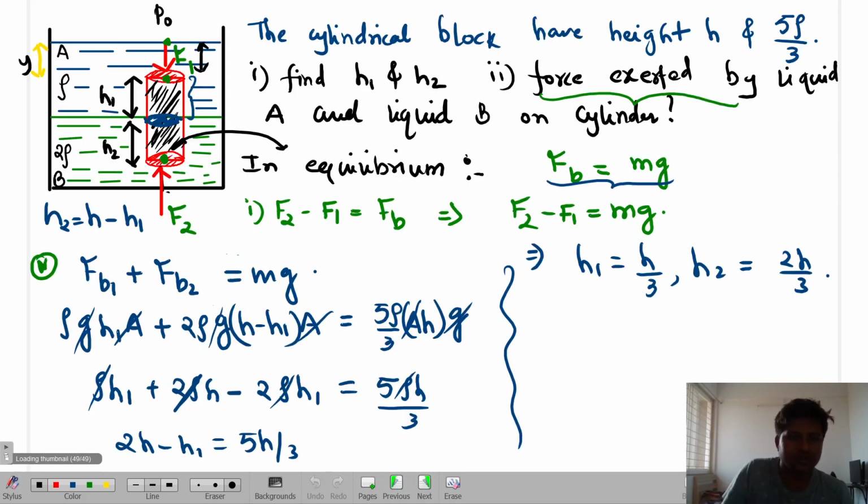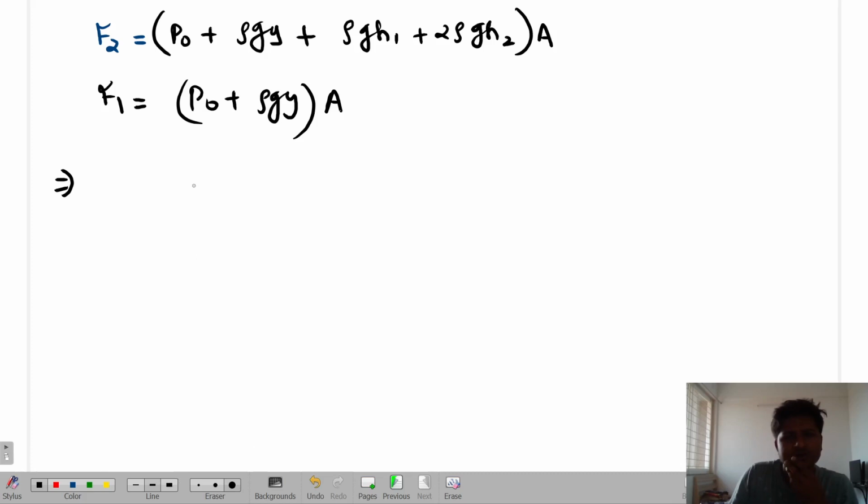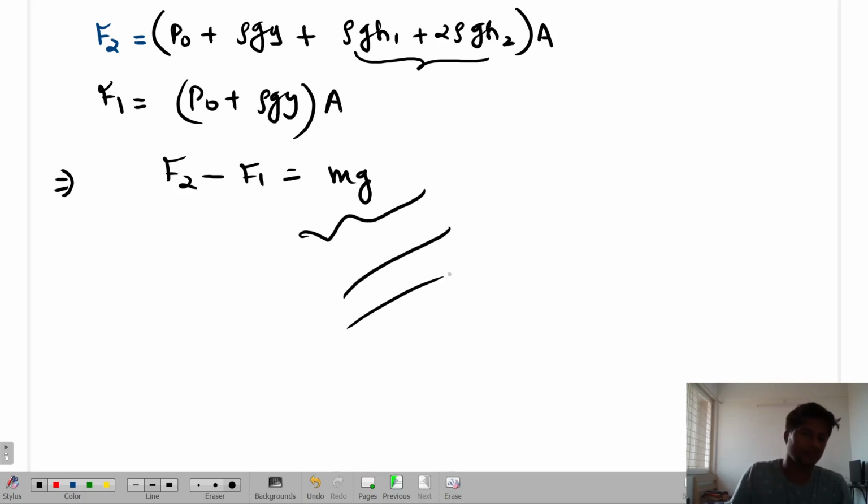F1 is on this top surface or not? So how come it will be having H1? It will just be equal to rho gy. So if you can just put it from here also, you can get H1, and I can also get H1 and H2 from here, just by putting F2 minus F1 is equal to mg. Is that clear? Okay. Now let us move to the next point.